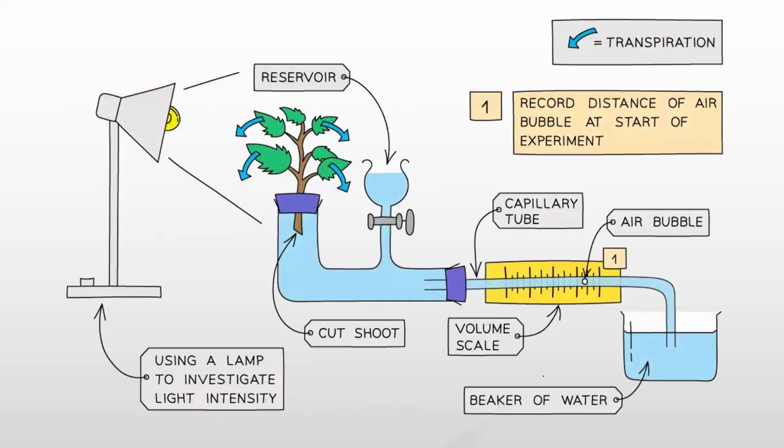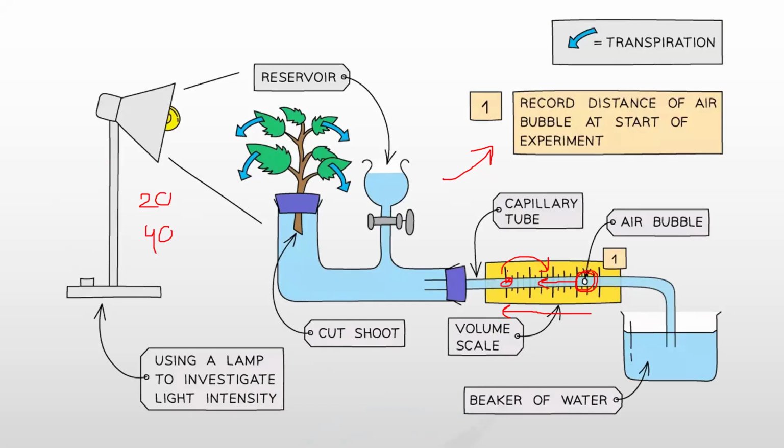This is the kind of apparatus that you will set up. Record the distance of the air bubble at the start of the experiment, which is this one. Light intensity is 20, let's say. And at the end of the experiment, it moved this much. Now change the light intensity, make it double, 40. Now the air bubble might move this much till here.